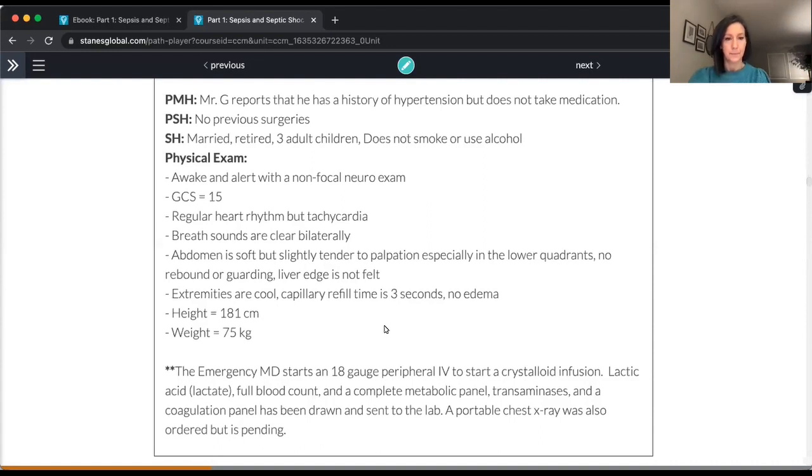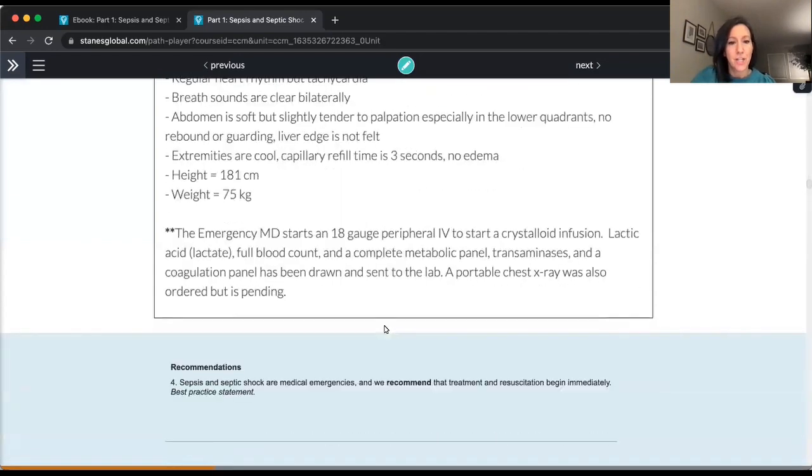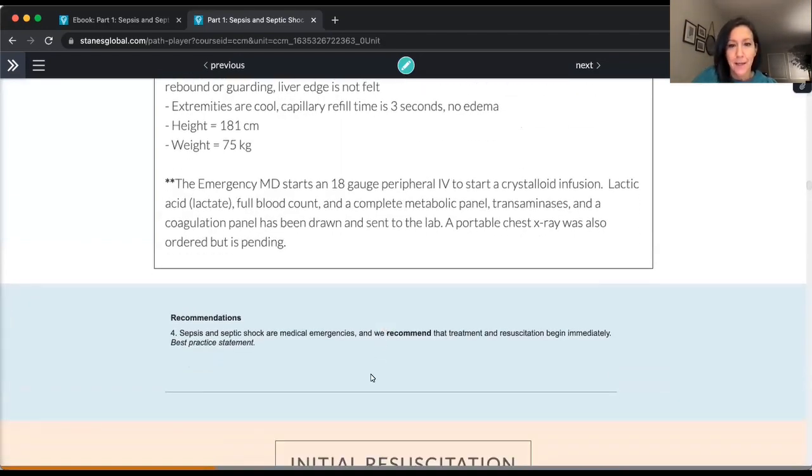Weight is 75 kilograms. The emergency MD started an 18 gauge peripheral IV to start a crystalloid infusion. Lactic acid, full blood count, complete metabolic panel, transaminases and a coagulation panel have been drawn and sent to the lab. A portable chest X-ray was also ordered, but is pending.